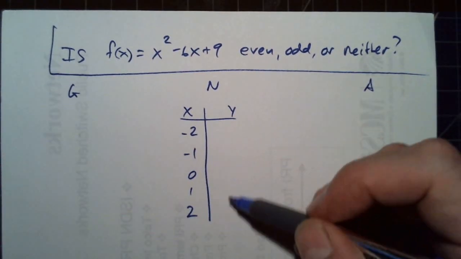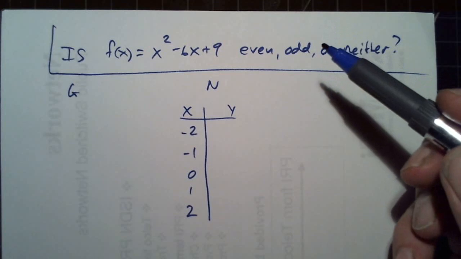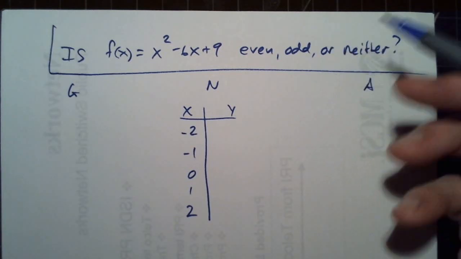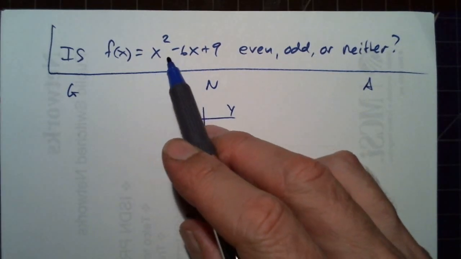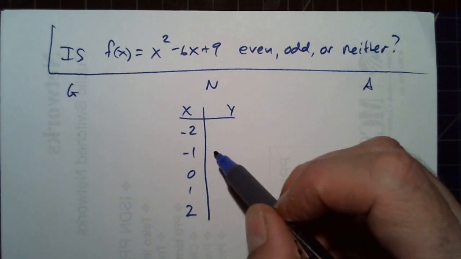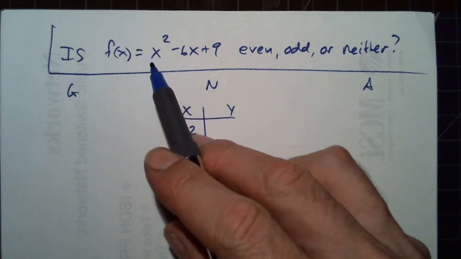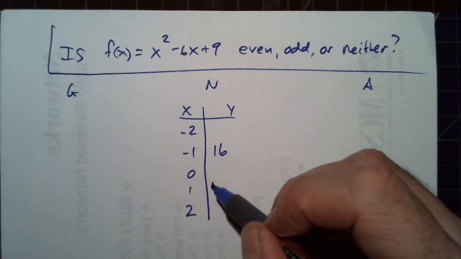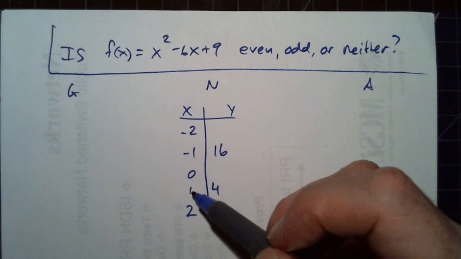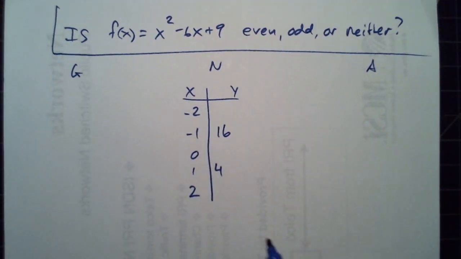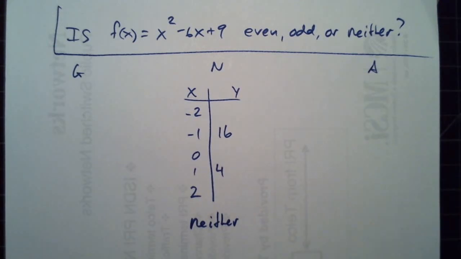So rather than doing all the points, we can just look at a few, because it doesn't work. If it doesn't work for 2 points, then it's definitely not symmetric. So if you put a -1 in there, we'll go 1 plus 6 plus 9. -1 gives us 16. And if you put a +1 in there, 1 minus 6 plus 9 is 4. So right away, we don't have the same y value, and we've changed signs on the x value. So I'm going to say it must be neither.